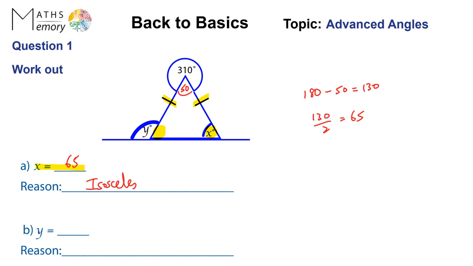Okay, part B, Y. So Y is over here. So Y is basically, if you look at this, this is going to be X as well, 65. We just have calculated that, and this one. So Y and X lie on a straight line. Straight lines add up to 180, so it's all about identifying these features. And this green line over here, it's a straight line. So it's 180 take away 65, and the answer is 125. So 125, and you could give a reason of a straight line. That's fair enough.